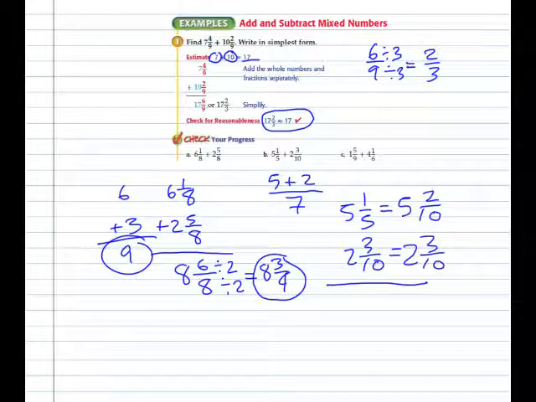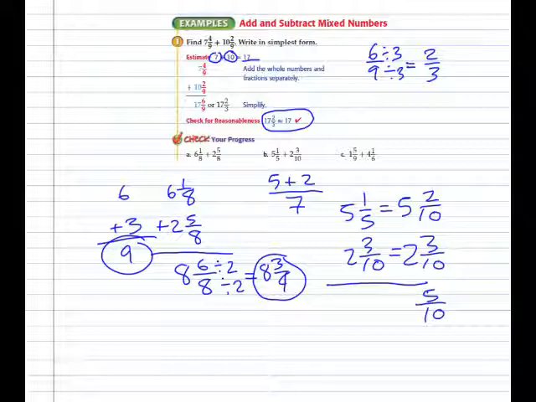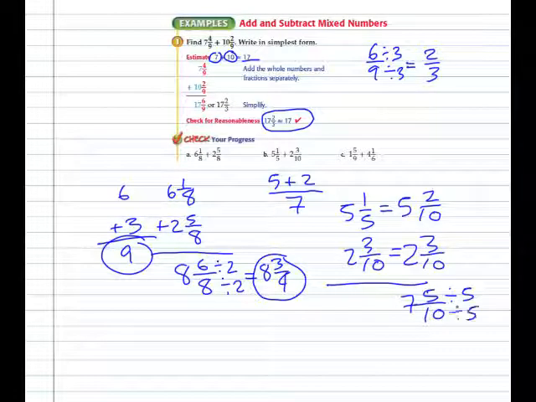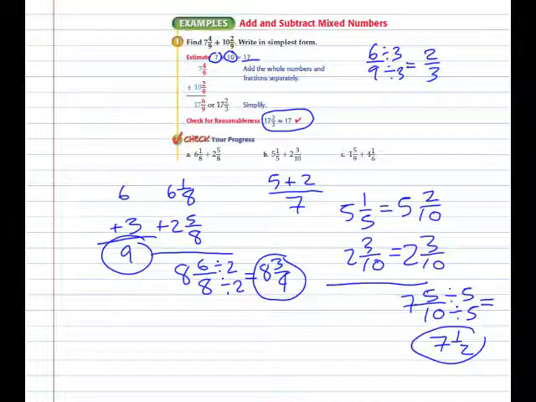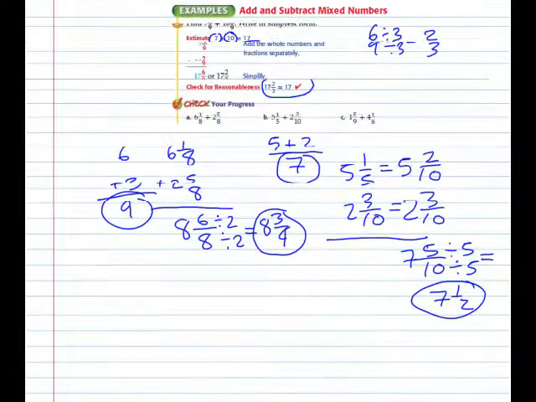No need to rename 2 and 3/10. Add the numerators. 2 plus 3 is 5. Leave the denominator. 5 plus 2 is 7. Again, we see that 5 is a factor of 10 and 5. So we rewrite this answer in simplest form as 7 1/2, which is a reasonable answer based on our estimate of 7.